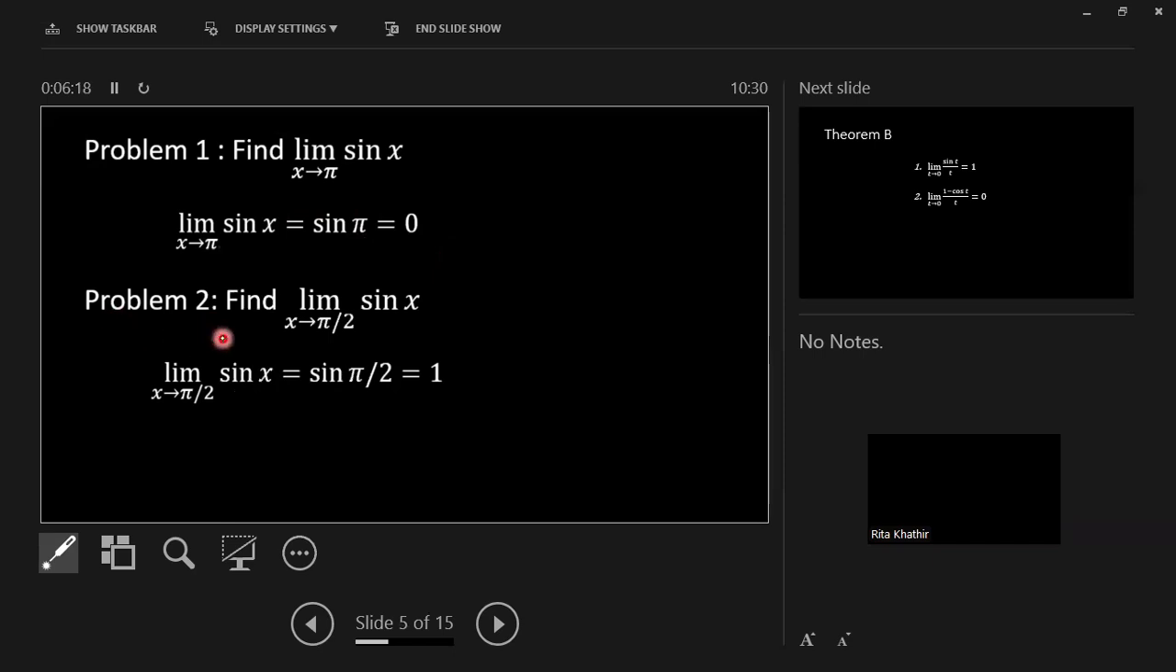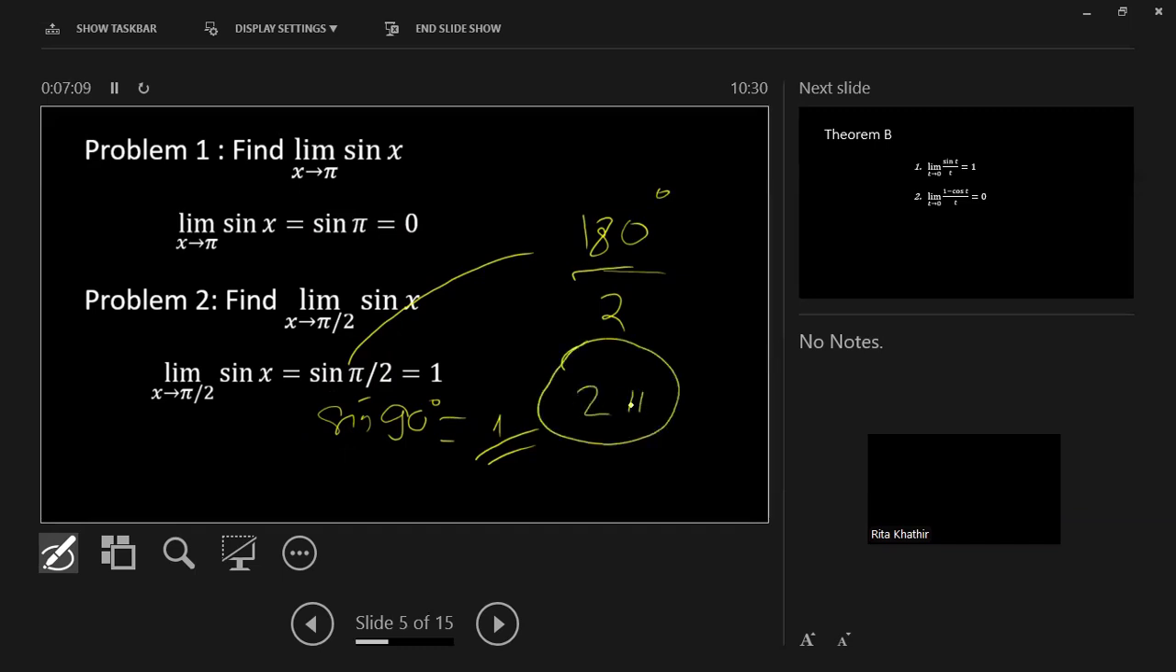So problem 2: find the limit as x approaches p over 2 of sinus x. Okay, we follow the same rules. Just change the x to p divided by 2, and then we get sine 90. That's why the value is 1. So p is 180, divided by 2. The whole circle is 2p, which is 360 degrees.